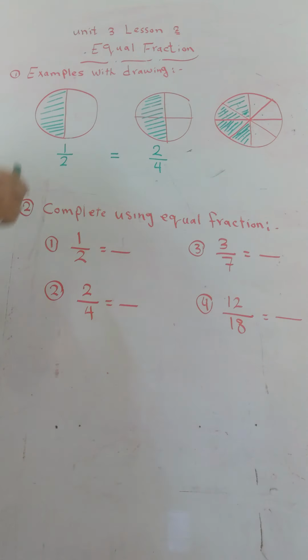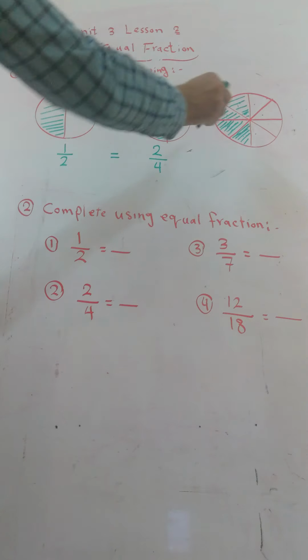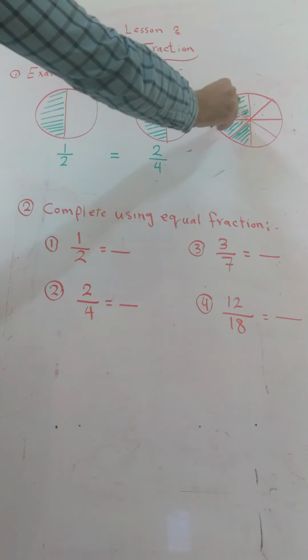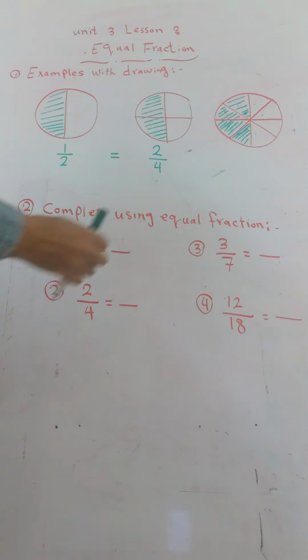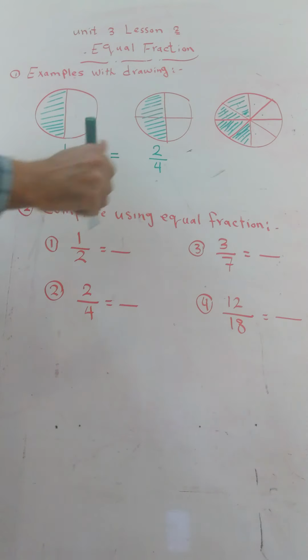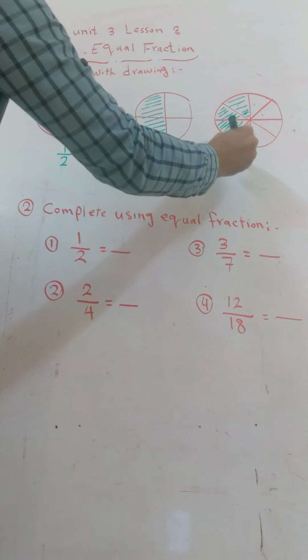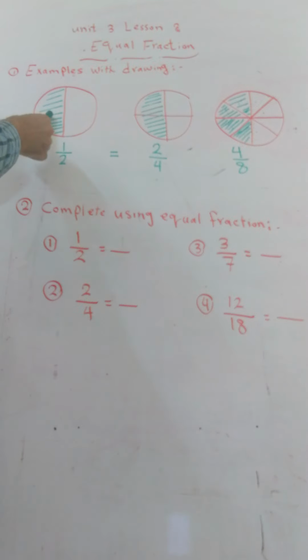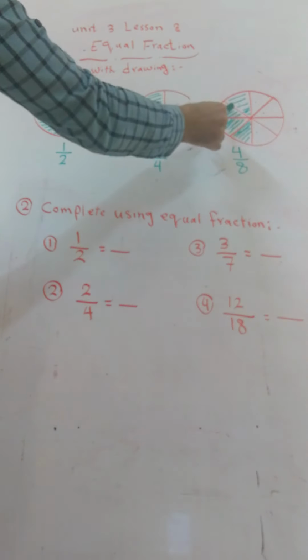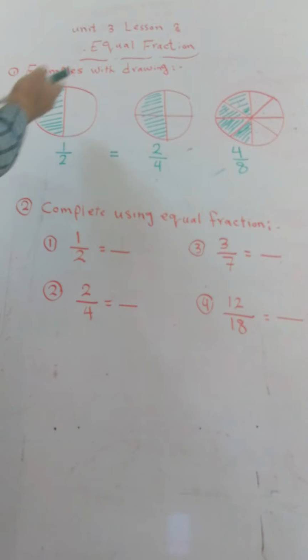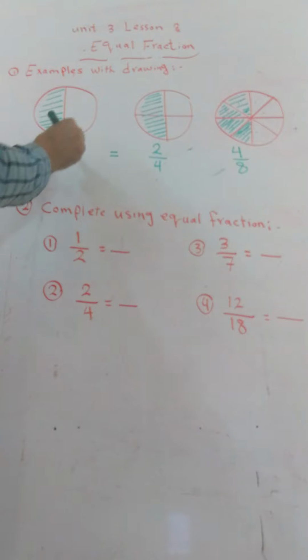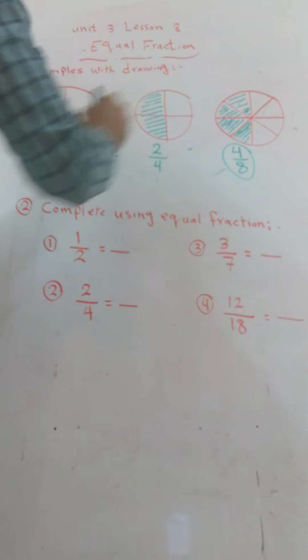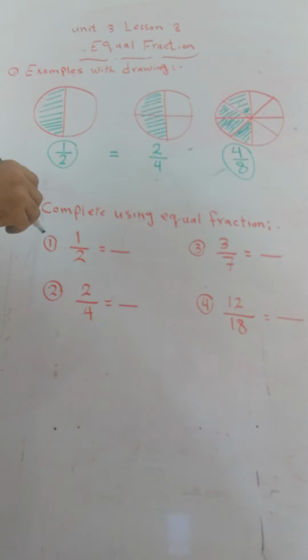Let's see the third shape. We have 8 equal parts, 1 2 3 4 5 6 7 8, and only 4 shaded parts. It will be 4/8. You can note that the value of half is the same as the value of 4/8. So we can say that half equals 4/8, and it is an equal fraction.